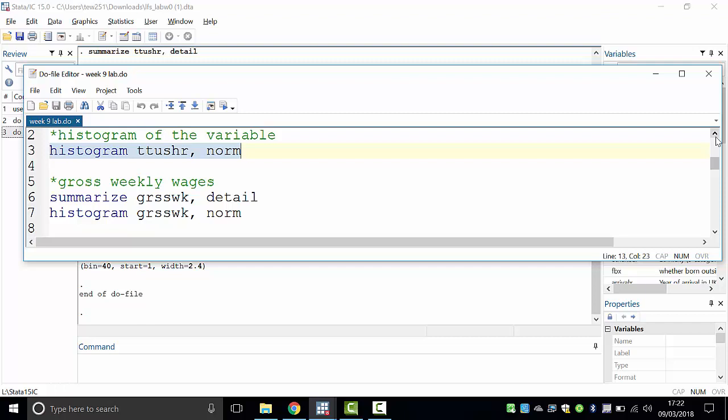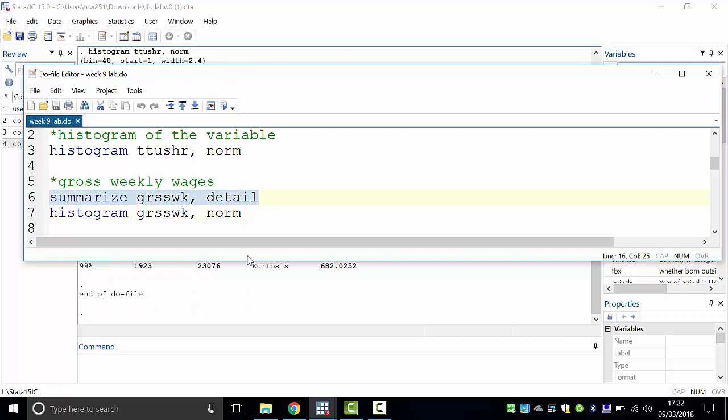So summarize gross weekly wages and give some details. Comma detail implies detailed summary. Run the code and please tell me if you think the gross weekly wages are normally distributed or not. They are not. Why? Skewness is 16. Wow, skewness is 16.